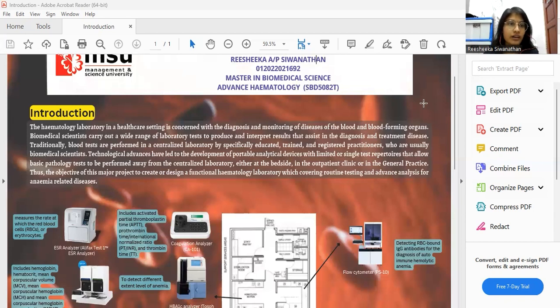Technological advances have led to the development of portable analytical devices with limited or single test repertoires that allow basic pathology tests to be performed away from the centralized laboratory, either at the bedside, in the outpatient clinic, or in general practice. Thus, the objective of this major project is to design a functional hematology laboratory covering routine testing and advanced analysis for anemia-related diseases.